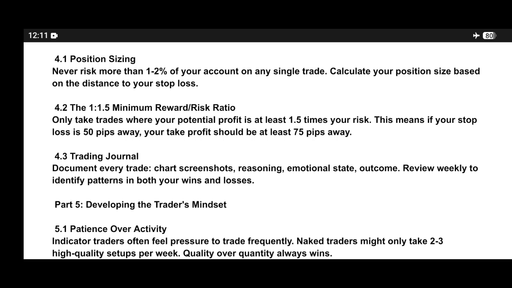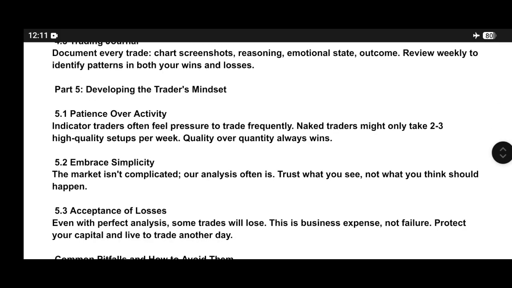Then part 5 of this video, which is developing the trader's mindset. Yes, of course. Developing the trader's mindset. Patience over activity. Like I have stressed previously in this video, patience is a very key thing you need to know as a trader. Because indicator traders often feel pressure to trade frequently. Naked traders or pure price action traders might only take 2 to 3 higher quality setups per week. Because in trading, what is very important is quality over quantity always wins.